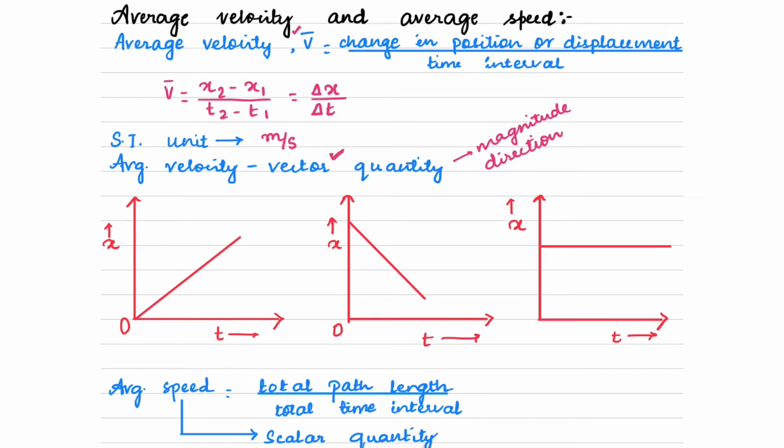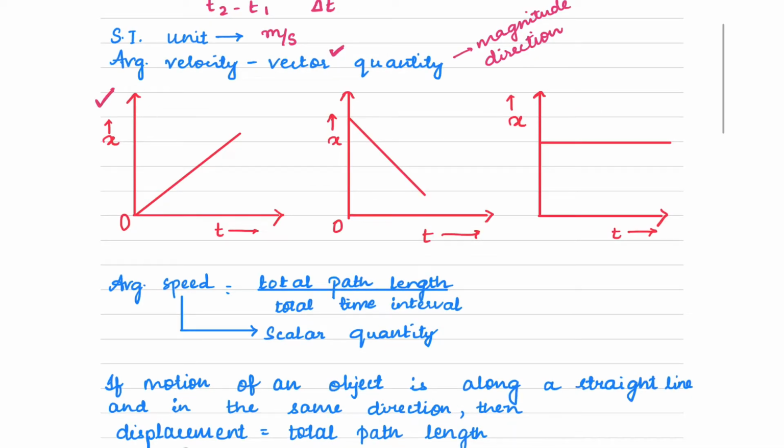Now let us discuss the xt graph or the position time graph. In this first case, we see that the displacement of the body is increasing with time. So it is undergoing a uniform motion and the body has a constant velocity. Now the second graph represents the opposite of the first graph. The velocity of the body is decreasing at a constant rate, or we can say that the object has negative velocity.